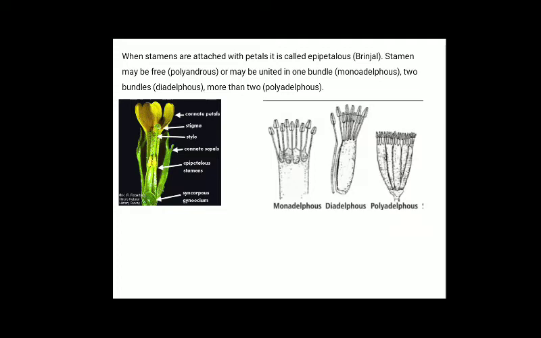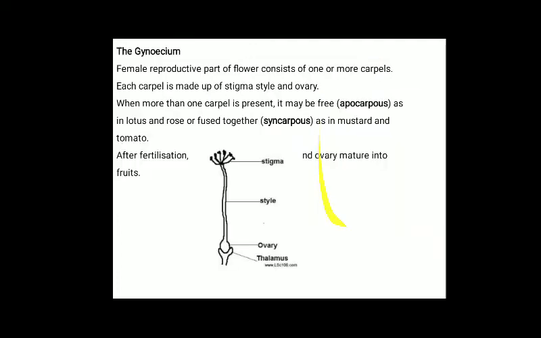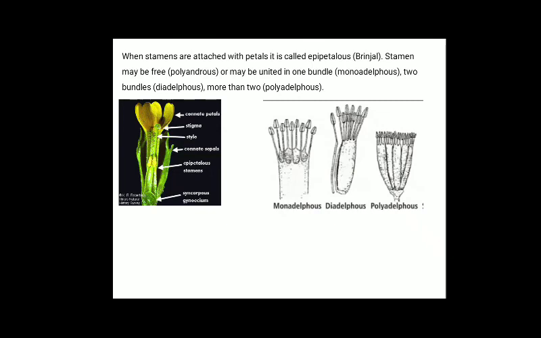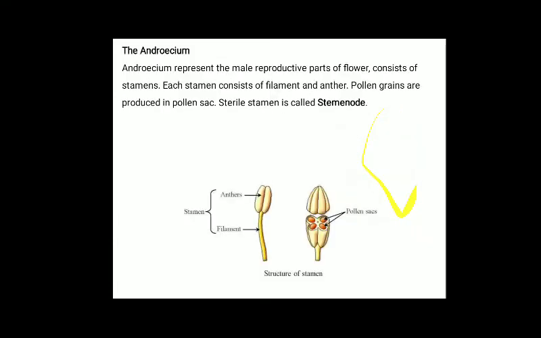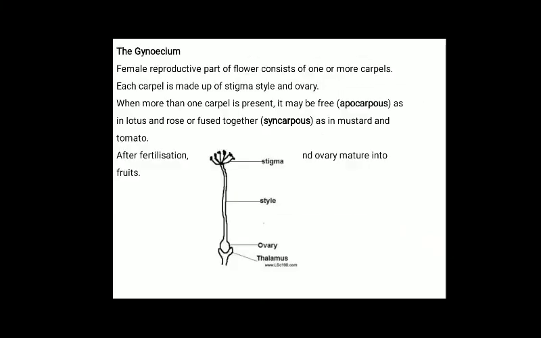Stamens may be free, that is polyandrous, or may be united in one bundle, which we call monoadelphous, or may be united in two bundles, which we call diadelphous. So in this structure, all of these are in one bundle and this one is separated, so two bundles of stamens are arranged, hence we call them diadelphous. And sometimes many stamens are united, and that condition we call polyadelphous.